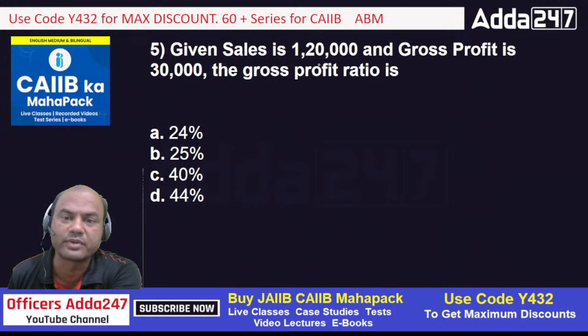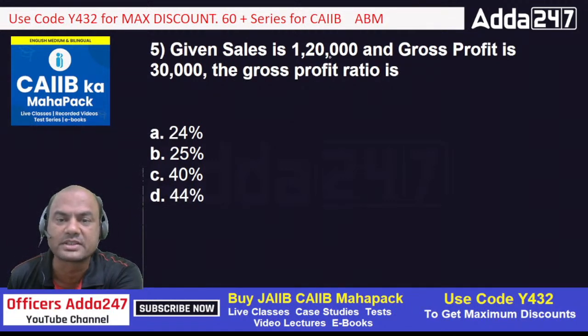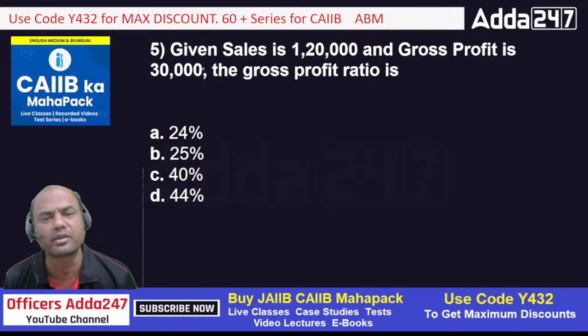Given the sales is 1,20,000 and gross profit is 30,000, then the gross profit ratio is, now this is simple one, isn't it? Gross sales is given as 120 and gross profit is given as 30,000. Simple one. Who can give me the figure?